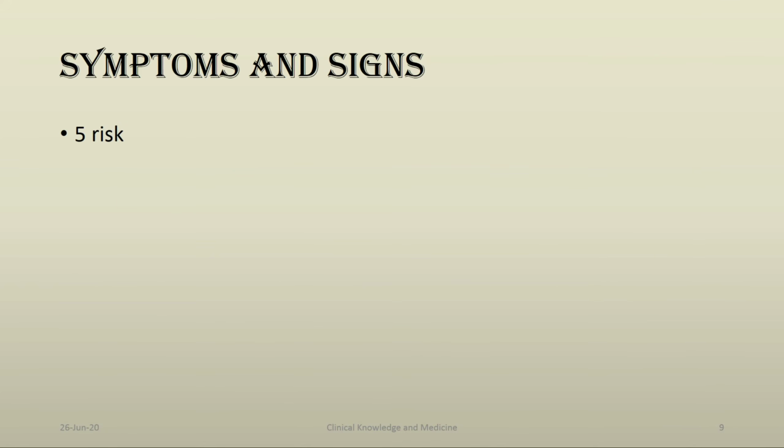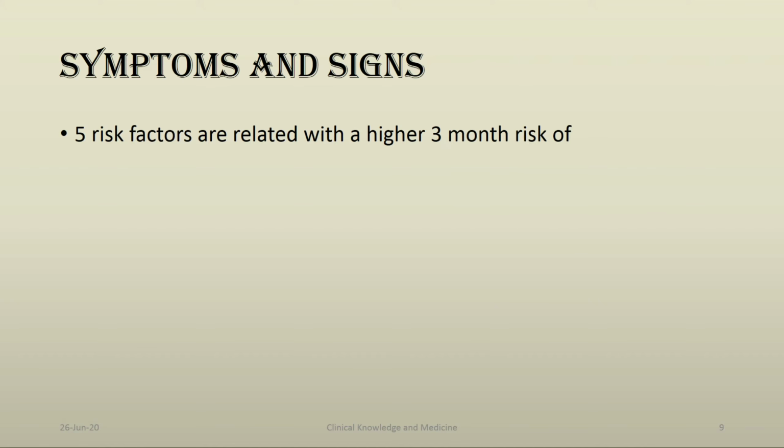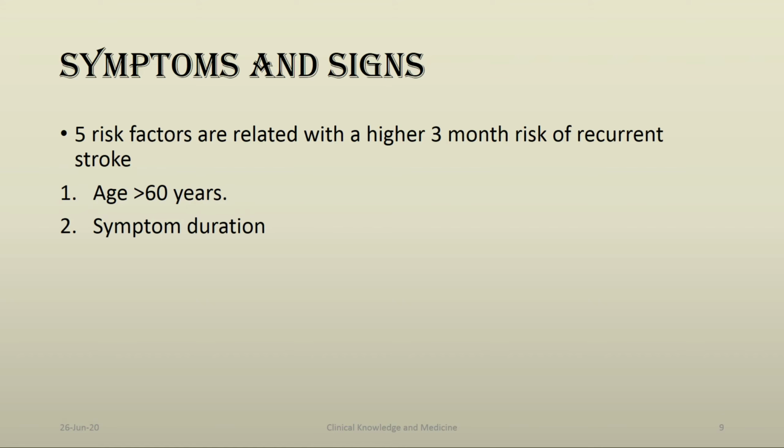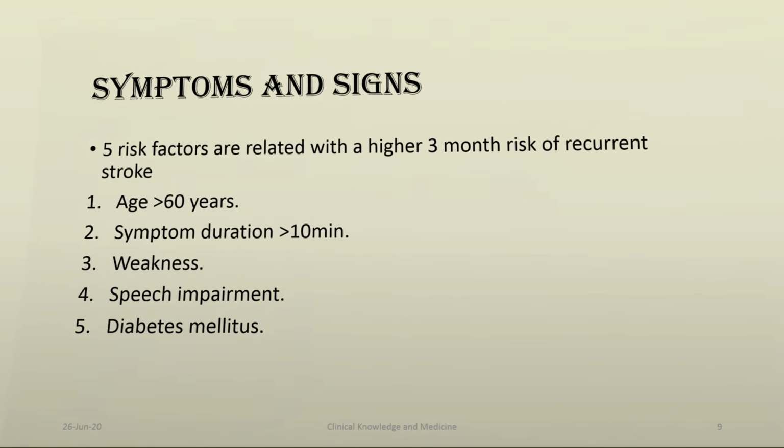Symptoms and signs: 5 risk factors are related with a higher 3-month risk of recurrent stroke. Age more than 60 years. Symptom duration more than 10 minutes. Weakness, speech impairment, diabetes mellitus.